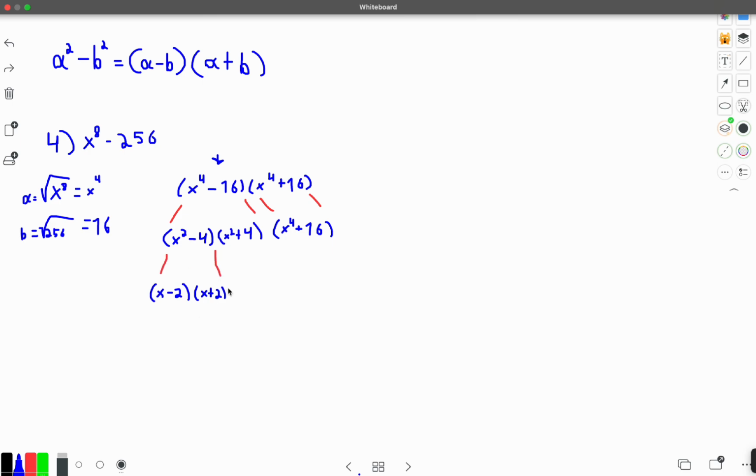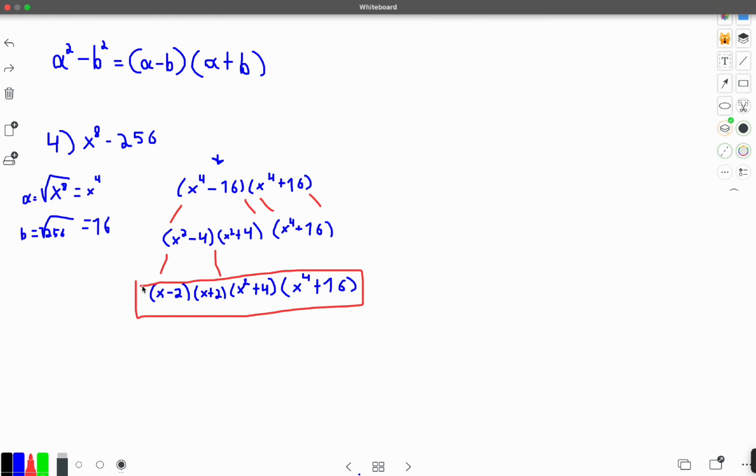Okay, and now let's just write everything that stays the same. x squared plus 4 and x to the power of 4 plus 16. Okay, and this will be our final answer, guys. So you see, sometimes when you factor by the difference of two squares, there will be multiple steps, but in the end you should always get the simplest, most factored form.